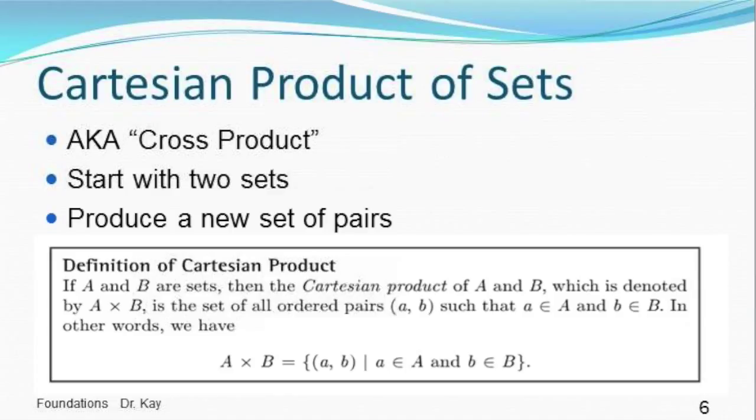Another thing that you should also be familiar with is the Cartesian product of two sets, or the cross product of two sets. You start with two sets and you produce a new set of pairs. So a new set that contains elements, each element of which is a two-tuple. So if we look at the definition here from the book, if A and B are both sets, then the Cartesian product of A and B, which is denoted by this notation A cross B, is the set of all ordered pairs AB such that the first element is an element of A and the second element is an element of B. And here's the formal definition of that.